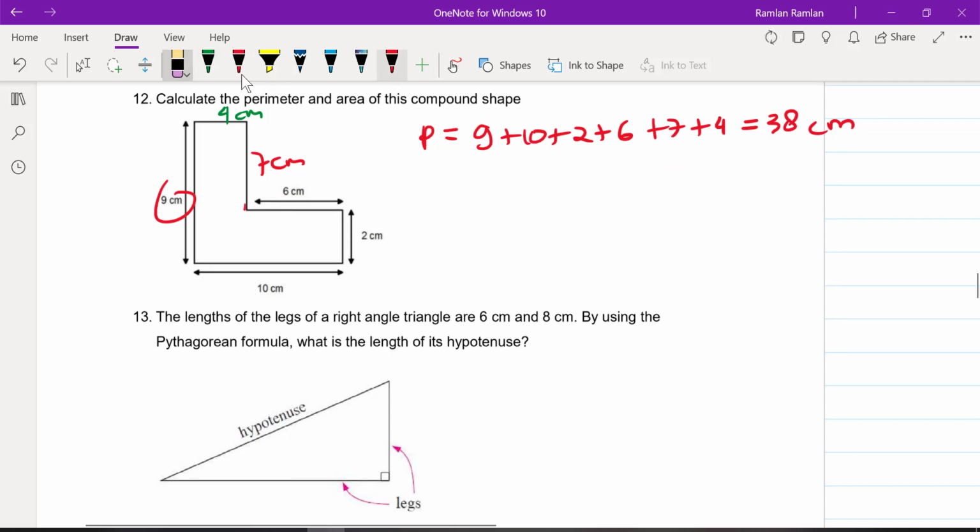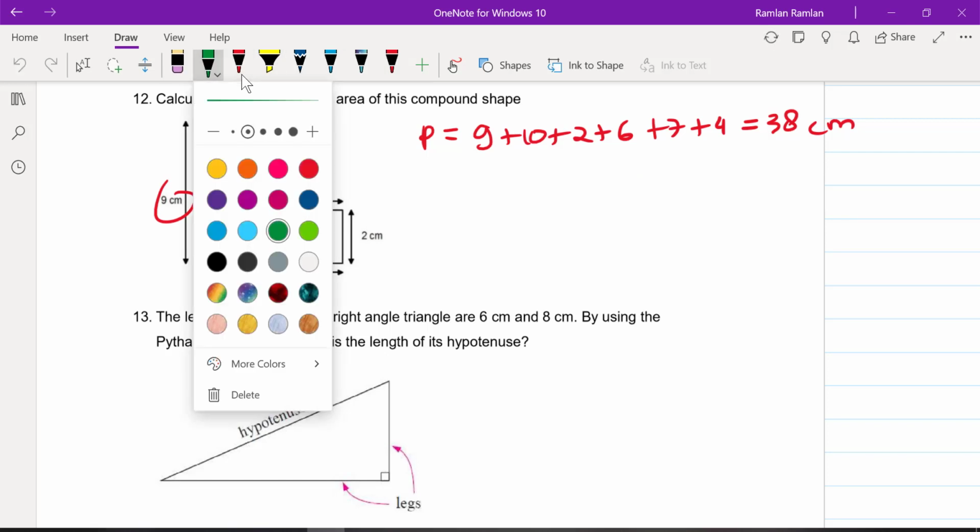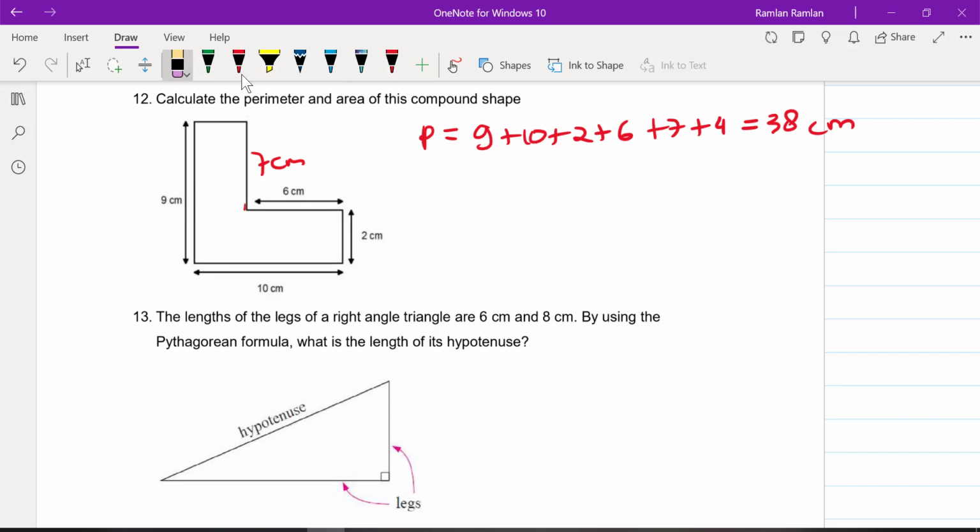Okay, the next one is the area. Area is a little bit different. When we want to find the area of this kind of shape, you can split it into a couple of other basic shapes like rectangles, triangles, circles, half circles, squares, or anything else. So you can do that. I'm going to split this like this.